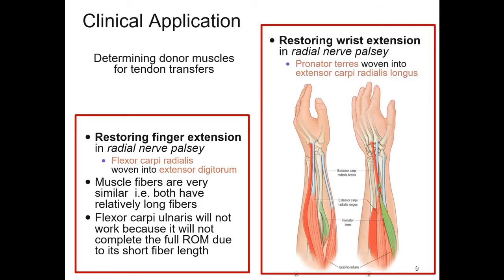Here we see an illustrated example of a tendon transfer procedure used for restoring wrist extension. In this operation, the pronator teres is woven into the extensor carpi radialis longus.